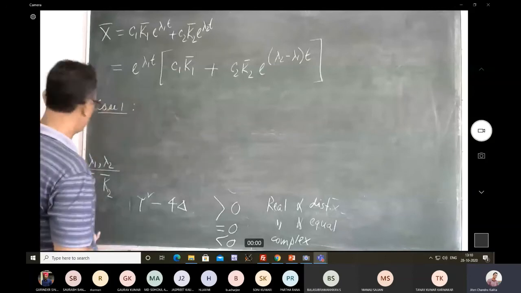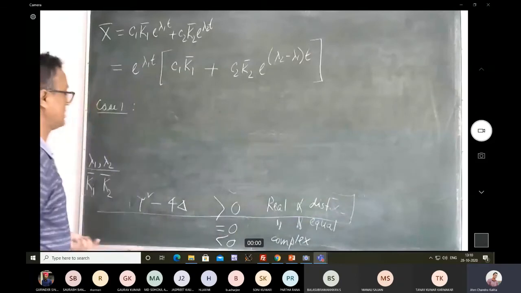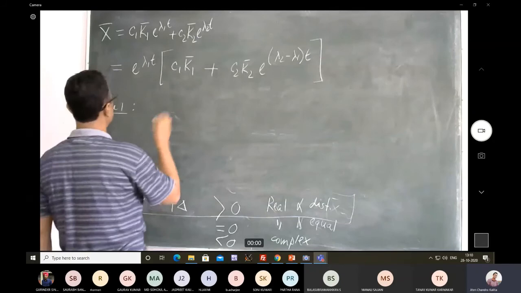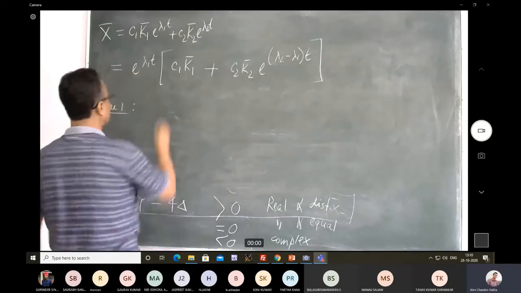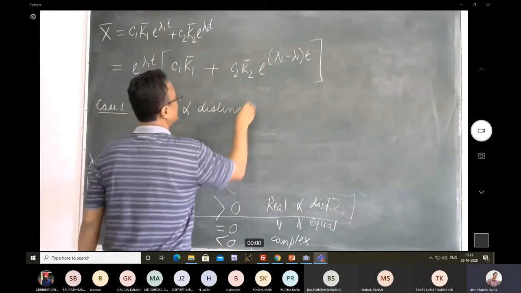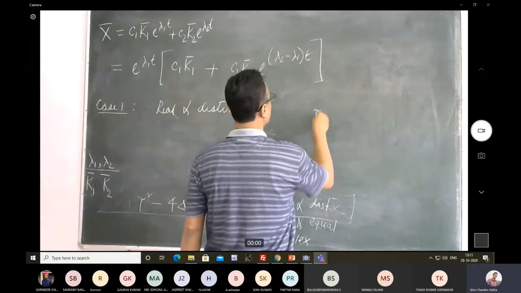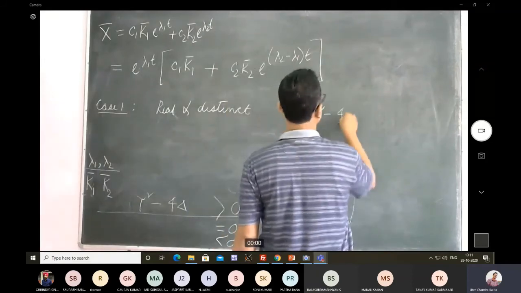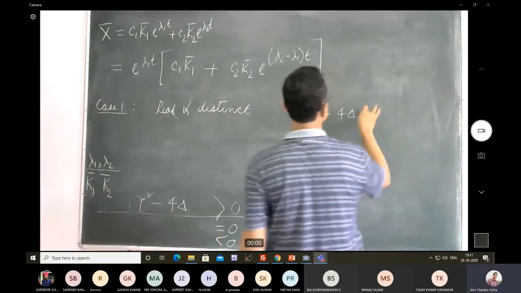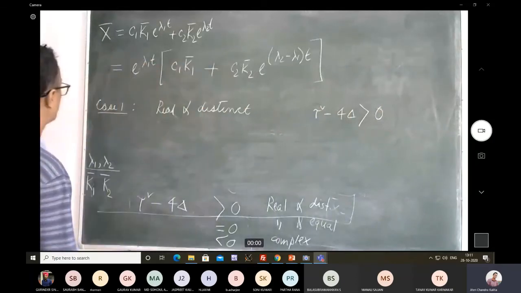Case 1. Of course, I'm still into real and distinct. So now let us assume that they are real and distinct. That means tau squared minus 4 delta is going to be greater than 0.